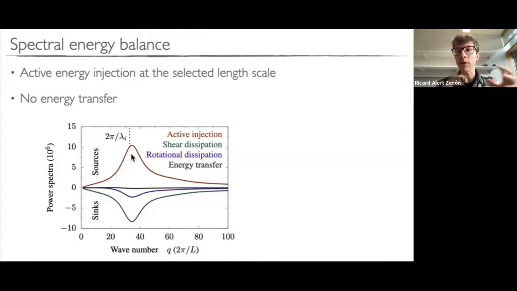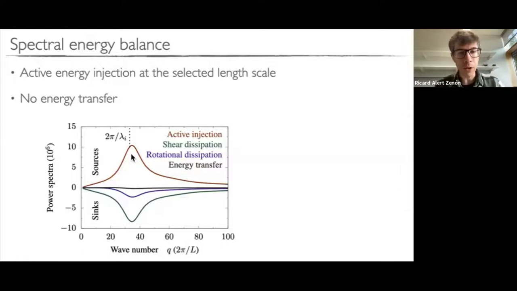And so this means that all of the energy that is being injected by activity at a particular length scale is being dissipated at that same length scale. And so this means that there's no energy left to be transferred to any other scale. And so there's no energy transfer at all. And therefore, there's nothing like the energy cascade that we know in traditional turbulence, okay?